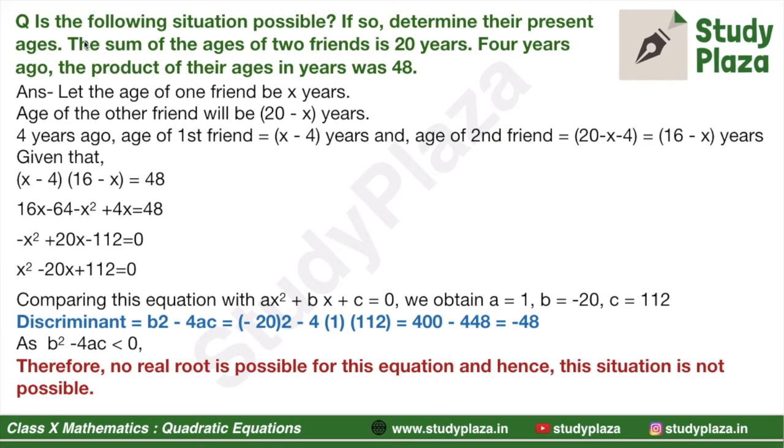The statement of the question is: is the following situation possible? If so, determine their ages. Sum of the ages of two friends is 20 years. 4 years ago, the product of their ages in years was 48. Let us start with the answer.